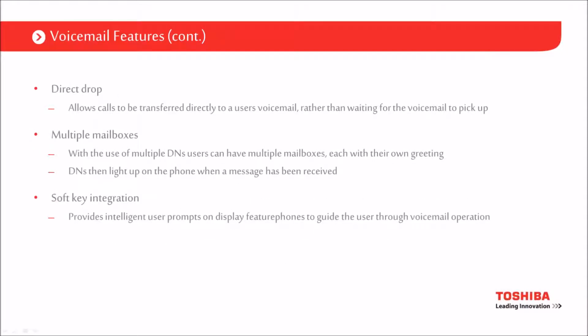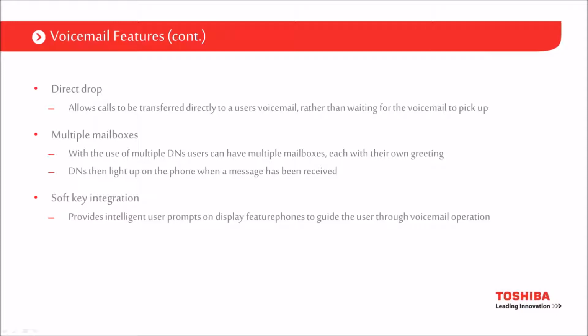We can do direct drop to voicemail. So if the person's on the phone or we know they're not available to take a call, we can just drop it directly to their voicemail rather than ring out and then go to voicemail. Multiple mailboxes can be set up. This certainly can do a presentation of a bigger company by having, for example, the accounts department on my phone, as well as having my own personal extension mailbox on my phone.